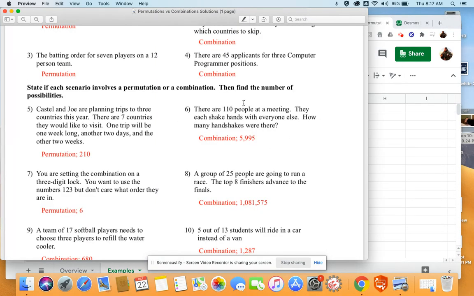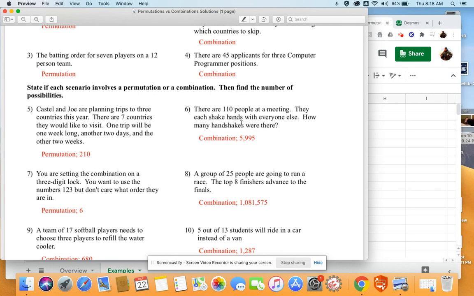This was a tough one. A lot of people had struggled with this one in class yesterday, but we'll go ahead and go through it right now. 110 people are at a meeting. They each shake hands with everyone else. How many handshakes occur? So this is an example of a combination, and the reason for that is if you have two people shaking hands, let's call them person A and person B, person A shaking person B's hand counts as the same handshake as person B shaking person A's hand. So the order of the two people results in the same handshake, as in only one handshake. So we have to do a combination here.